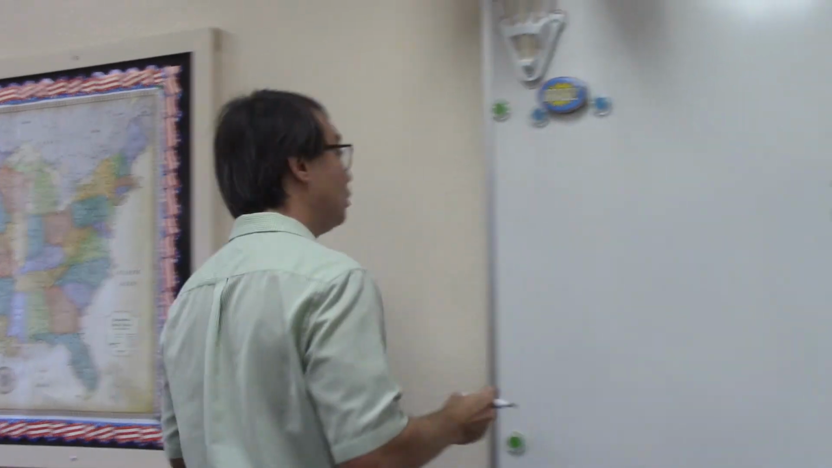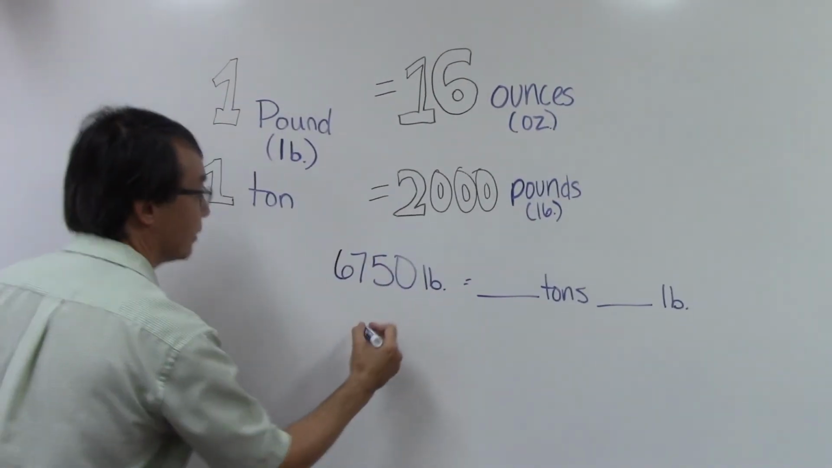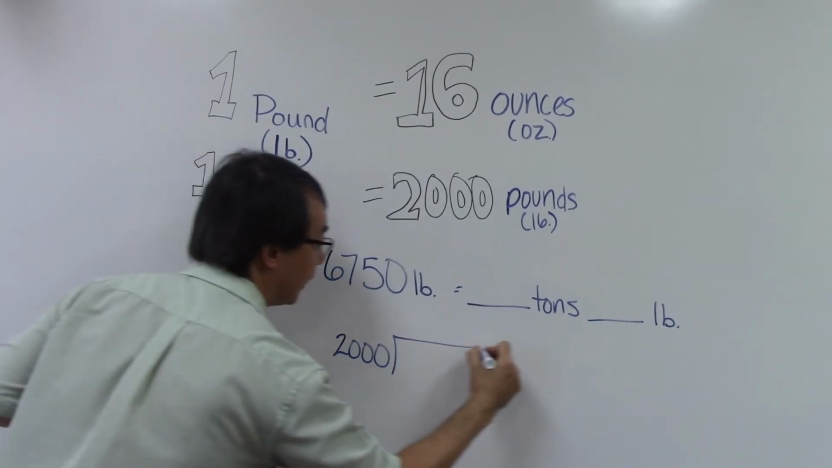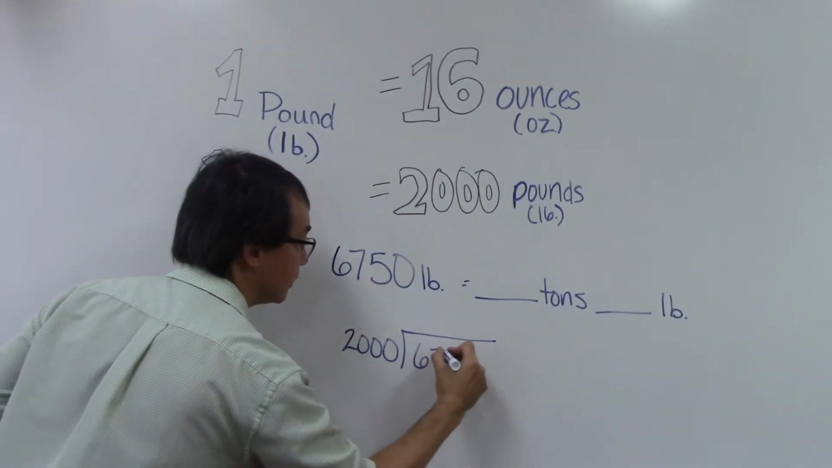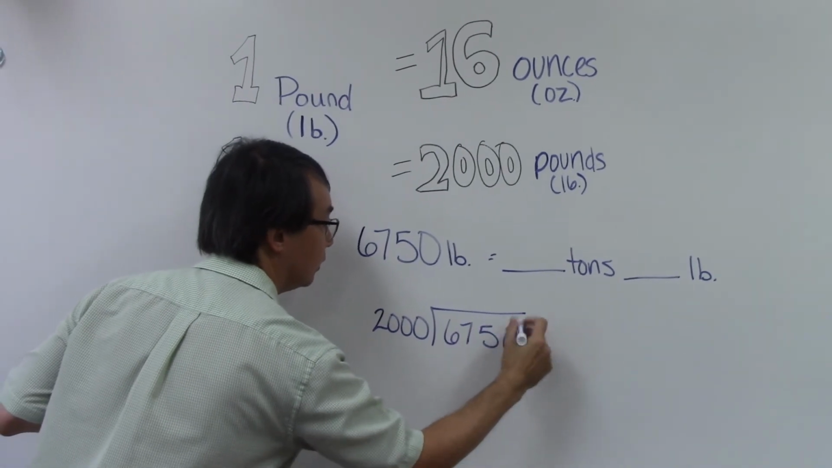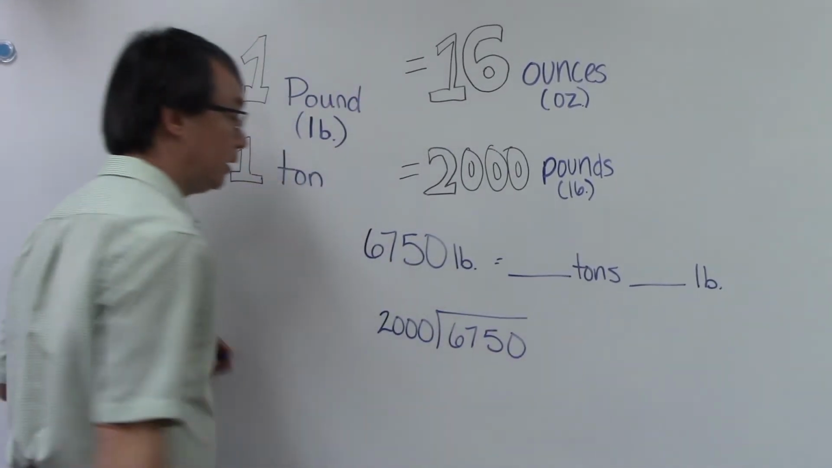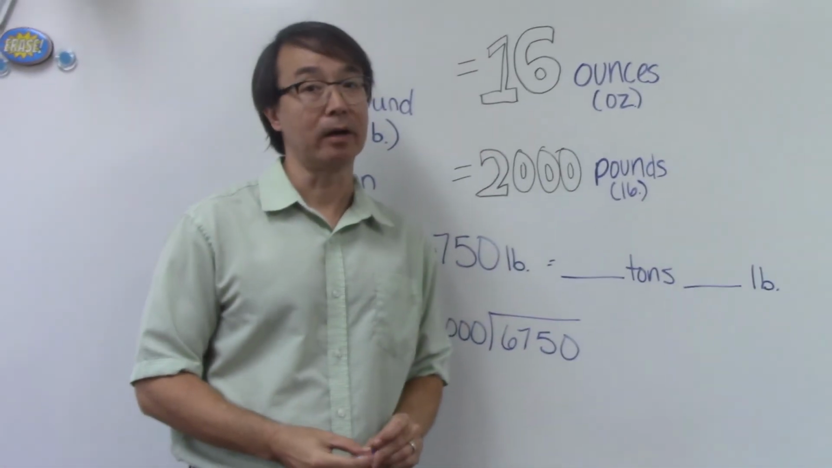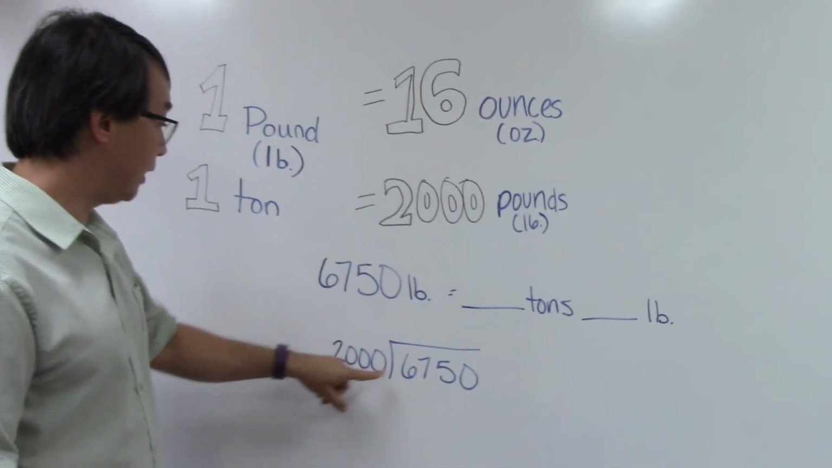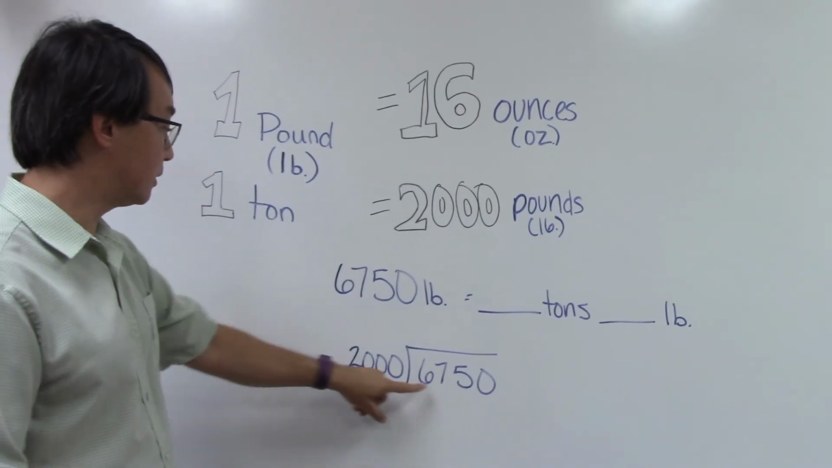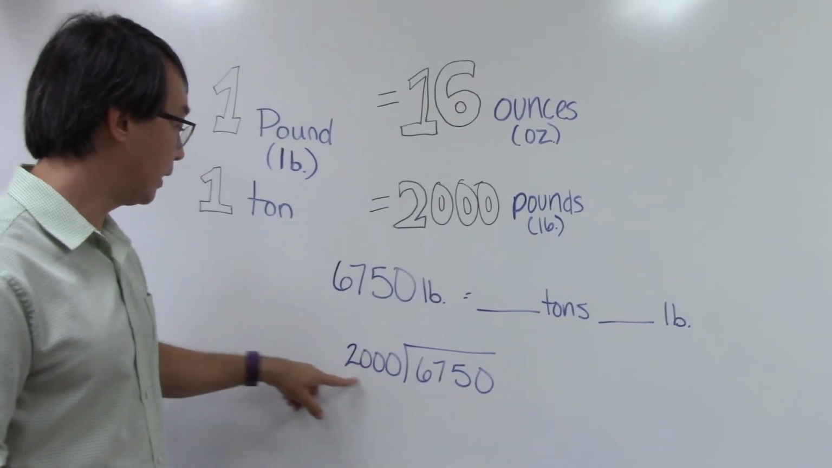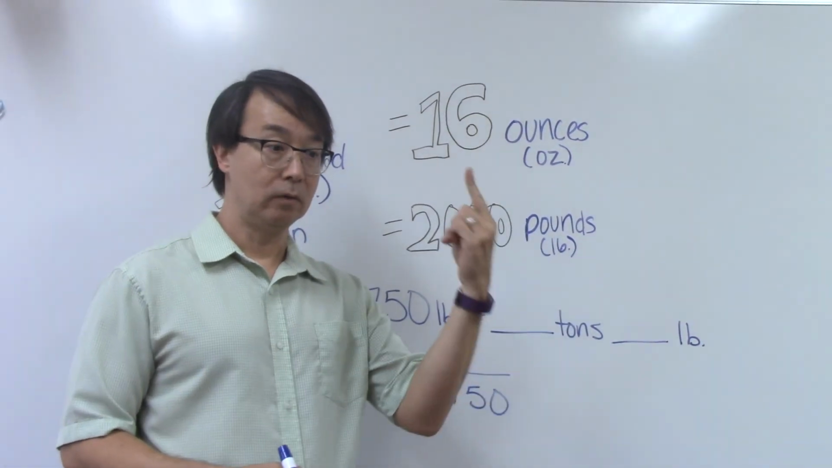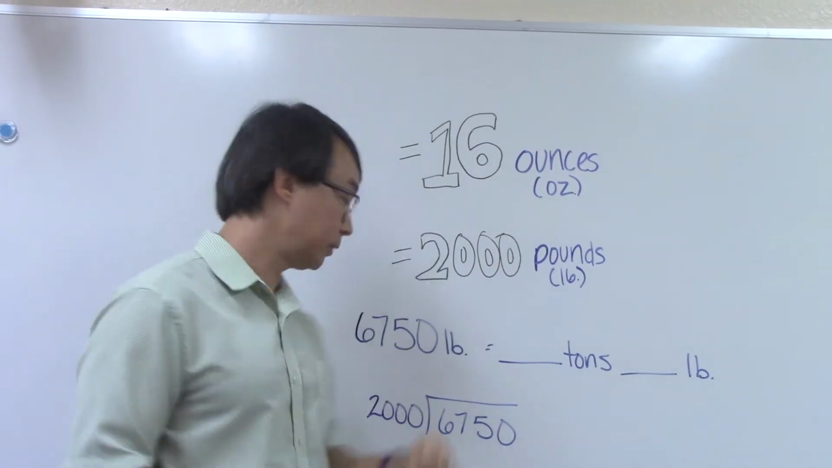We're going to do 2,000. You take this number, you put it on the outside, divided by 6,750. Which sounds like, oh my goodness, there's no way I can do that big division problem. It's not that hard. Okay? 2,000, just look at the 2 and the 6. Right? How many times does 2 go into 6? 2, 4, 6. 3 times.